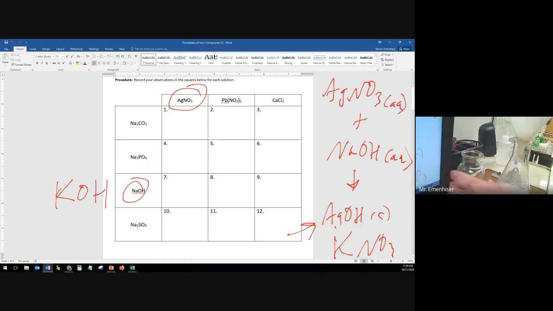Okay, so we got that going. Let's add some water here and get this nice and wet. Mix it a little bit and then pour it on. And we're going to check this one out later.